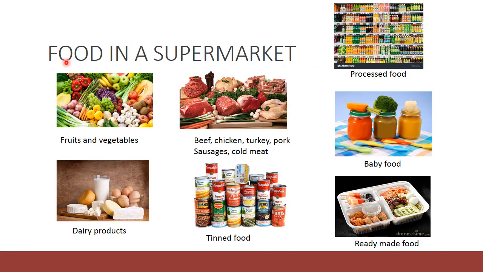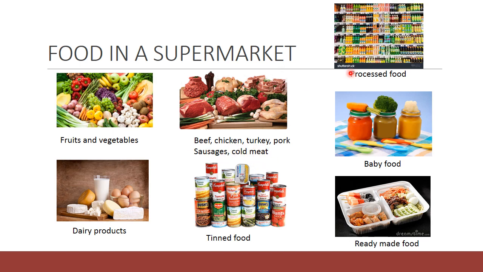Now let's talk about the supermarket. What kind of food can you find in a supermarket? Okay, these supermarkets are really nice because you can buy in a single place all that you need. So in a supermarket you can find fruits and vegetables. You can find beef, chicken, turkey, pork, sausages, that means salchichas, and cold meat, embutidos.